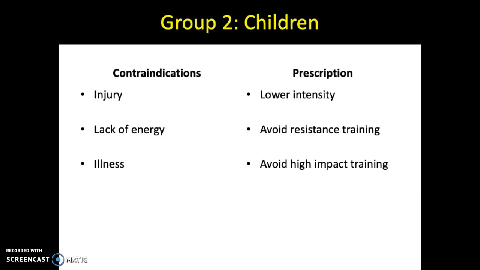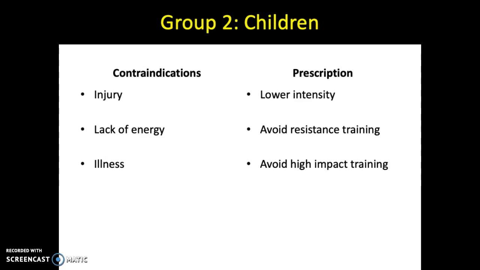The next contraindication could be a lack of energy. This may not seem like a big factor for children. It can be, as their energy stores are generally smaller and lower than adults, meaning that they will find it a lot more difficult to participate in exercise, as they will be fatigued from things such as schoolwork and playtime during school.